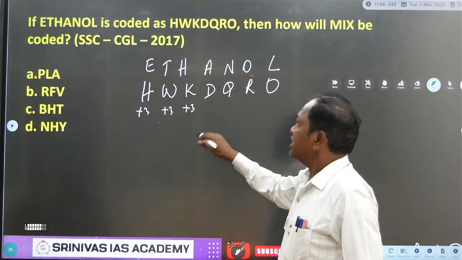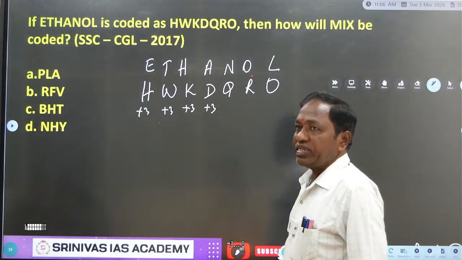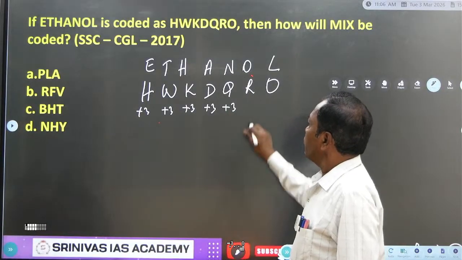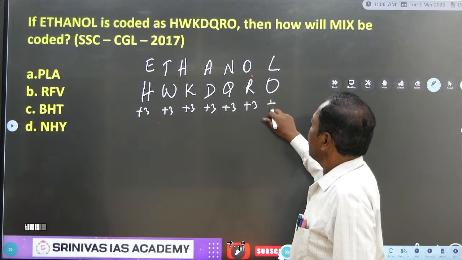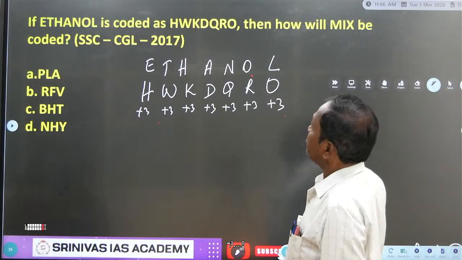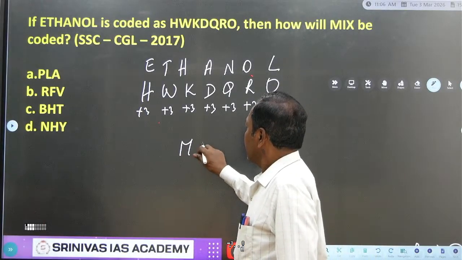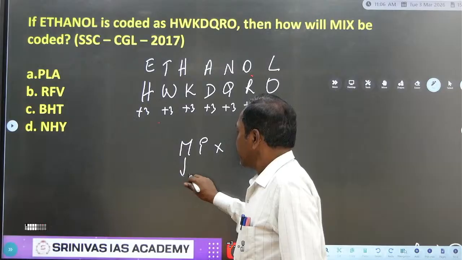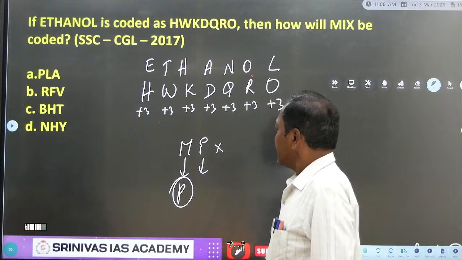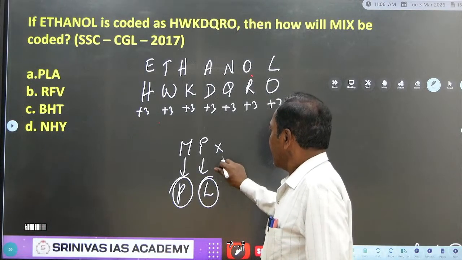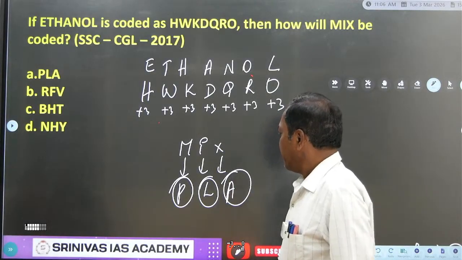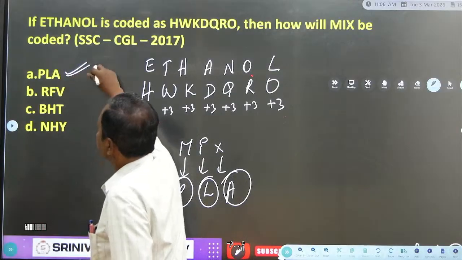After A, BCD plus 3. And after N, OPQ plus 3. After O, PQR plus 3. Okay, all plus 3 only. Now what is the code we need, how will MIX be coded? Mix can be written as NOP, right. I can be written as JKL. And X can be written as YZS. Yeah. So the PLA option is right.